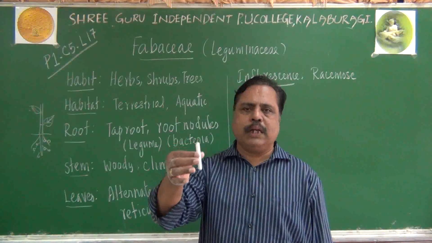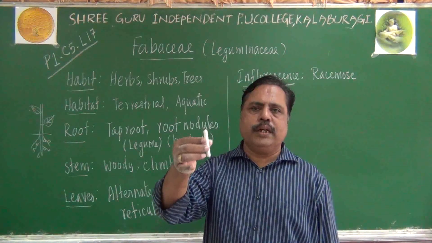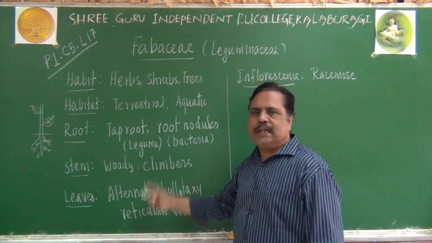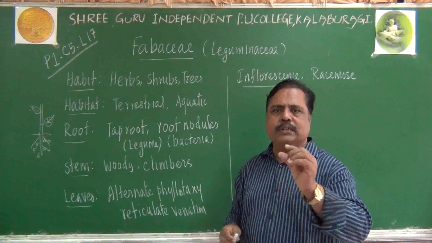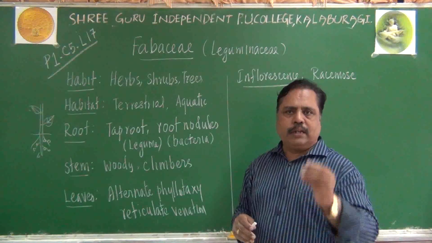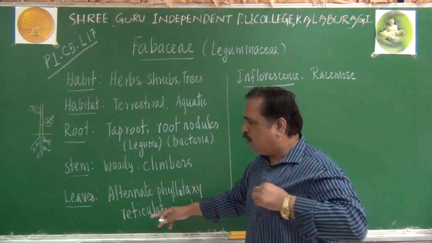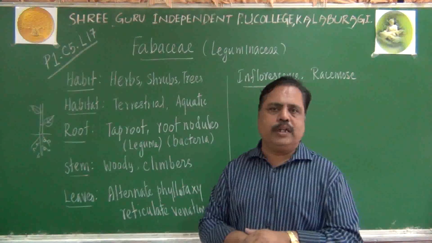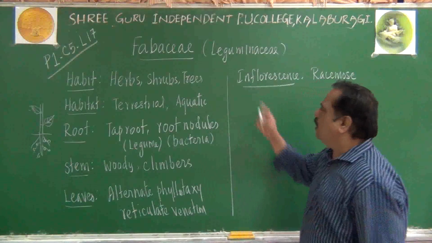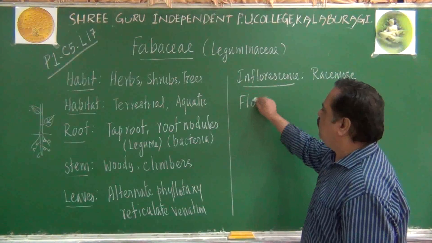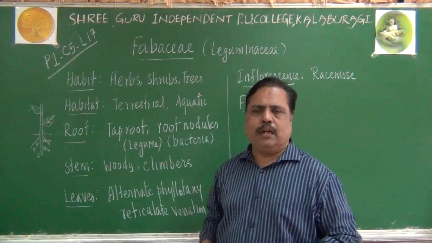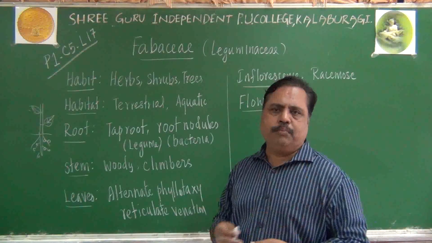So if I give you a plant and ask you to identify which family it belongs to, by understanding these characters or by analyzing them, you can say it belongs to Fabaceae. There must be root nodules, racemose inflorescence, reticulate venation, alternate phyllotaxy, like the various points we can discuss. After inflorescence, we come to the flower of this family. A very important point: by seeing the flower also, we can tell what family it belongs to.